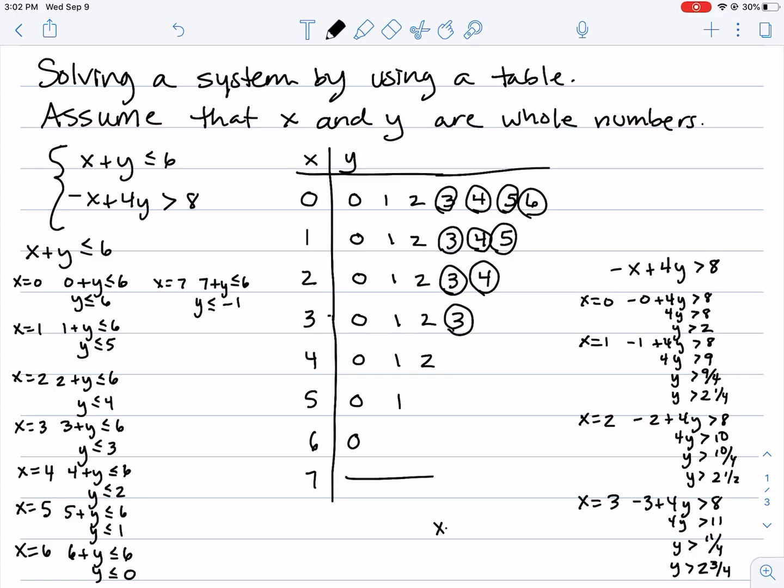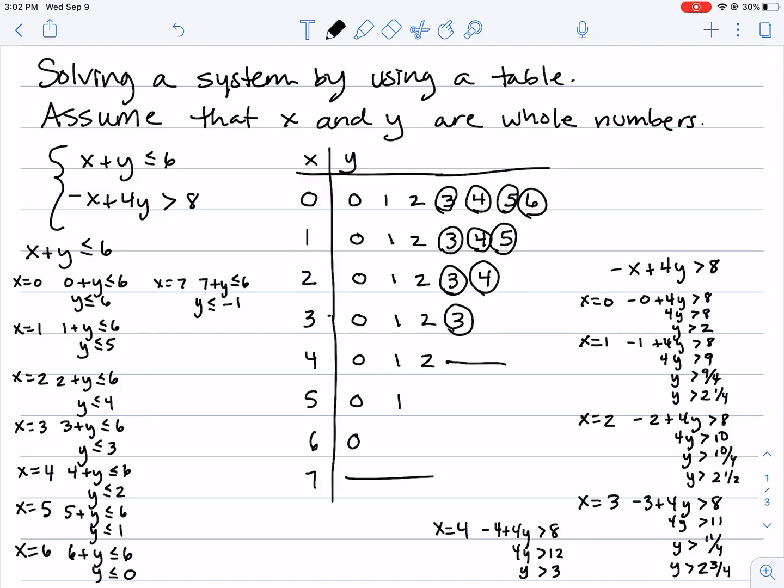Well, let's check x equals 4. I'm kind of running out of space here. Negative 4 plus 4y greater than 8. I have 4y is greater than 12. When we add 4 to both sides, y is greater than 3 when I divide by 4. So I look at x equals 4, and I need to circle all of the whole numbers that are greater than 3, and there aren't any. So I have checked all of the solutions and figured out which ones satisfy both x plus y less than or equal to 6 and negative x plus 4y greater than 8, both of the inequalities that are in our system.